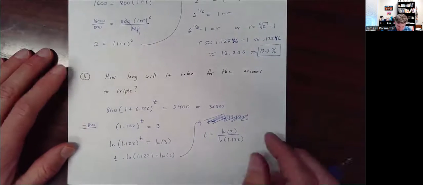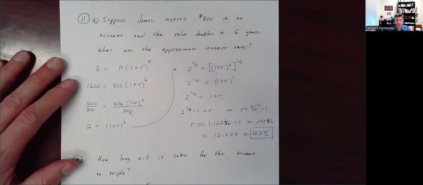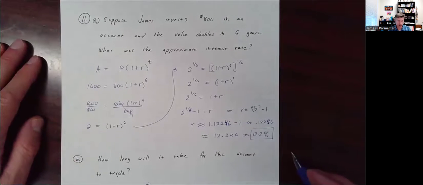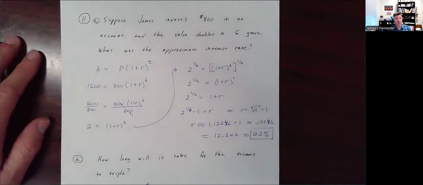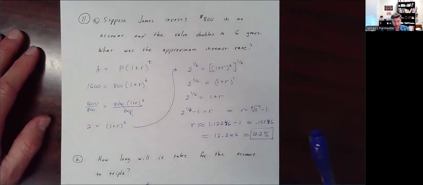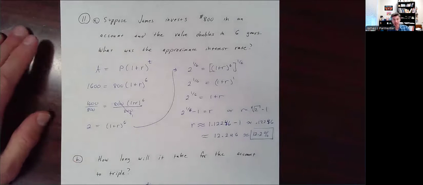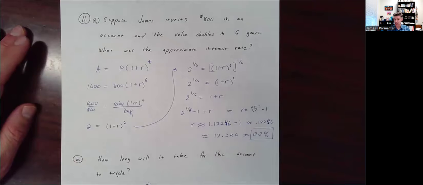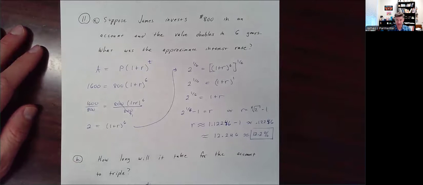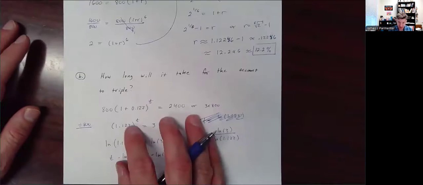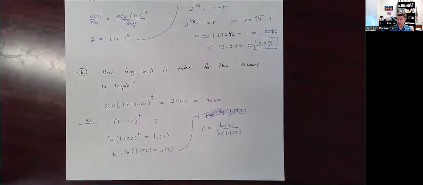I'll point out it took 6 years for my money to double. If we went 12 years, the money would double again. So in 6 years it doubles, in 12 years it quadruples. We're not going to just split the difference. It's not going to be 9 years to triple. It's going to be something actually different than that. You can't just divide it up into equal lengths of time.